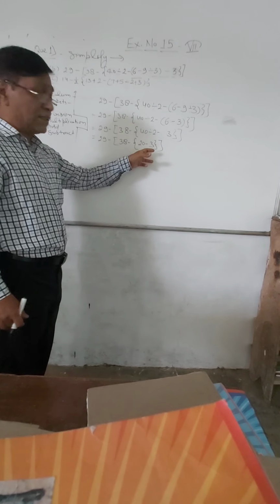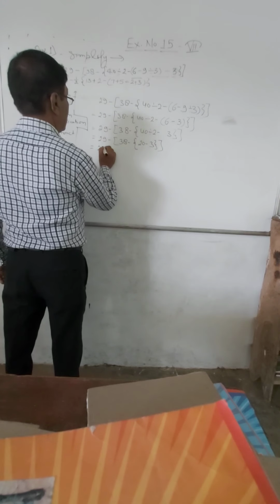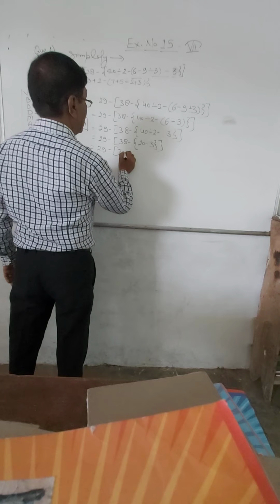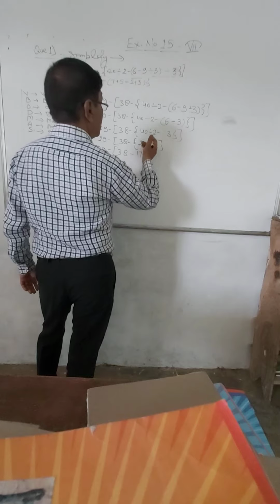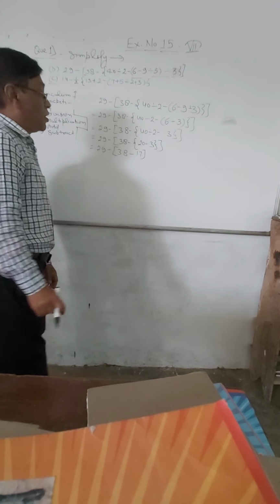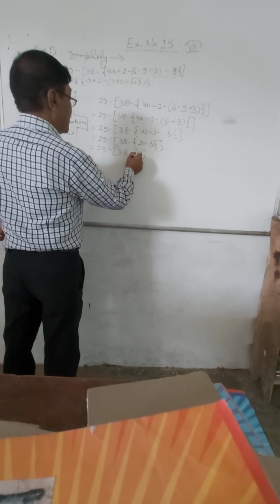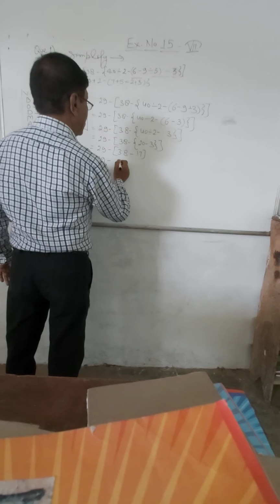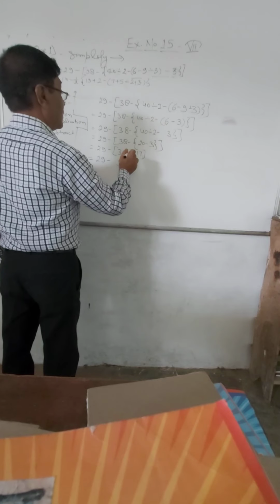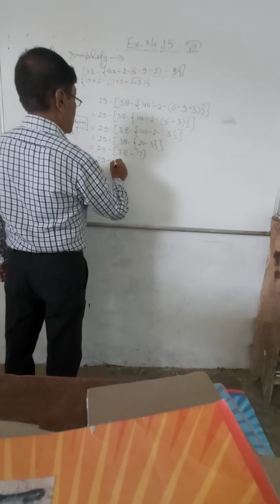Two brackets. The small bracket is already solved. Now 20 minus 3 will come 17. So 29 minus 38 minus 20 minus 3, 17. Now this is solved. Now the box bracket is there. After that, 38 minus 17, it will come how much? 29 minus 17, 8, 9, 8, 7, 1, 1, 2.